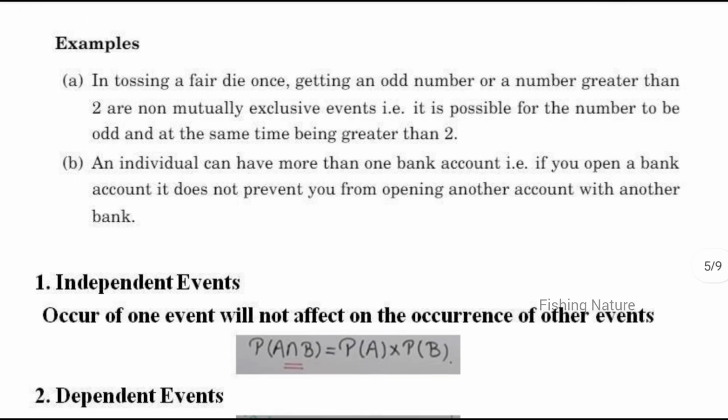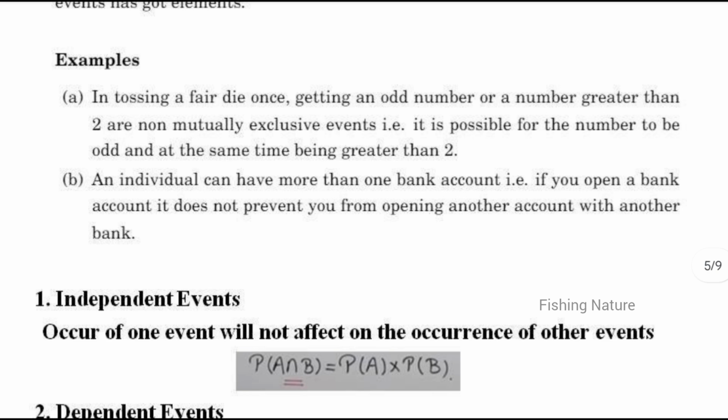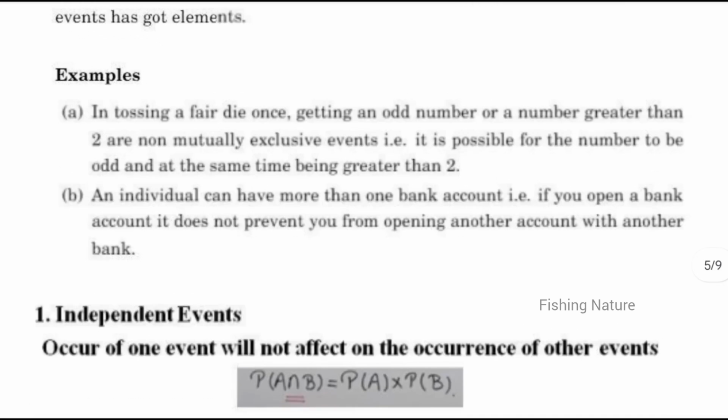Here let's see the example. In tossing a fair die once, getting an odd number or a number greater than 2 are non-mutually exclusive events. It is possible for the number to be odd and at the same time greater than 2. If you say it is greater than 2, it may be odd or any number. It is not mutually exclusive. One cannot prevent the other.